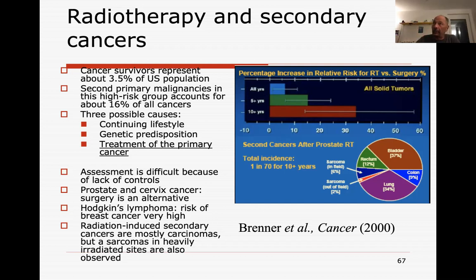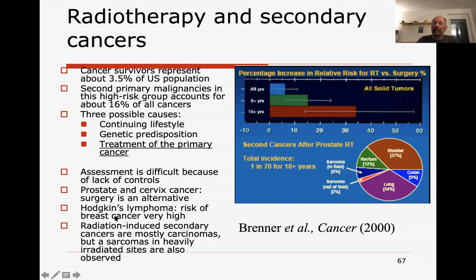Assessment is difficult, of course, to see what is the cause, but a good point is those cancers like prostate and cervix, where you can compare with patients undergoing surgery, where you don't expect that surgery will increase the risk of cancer, even though this is also controversial. Too long to discuss, but there is a discussion.